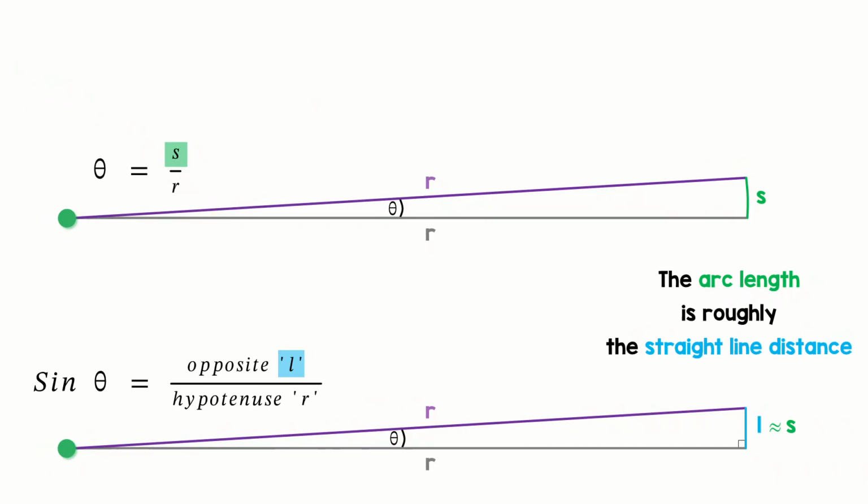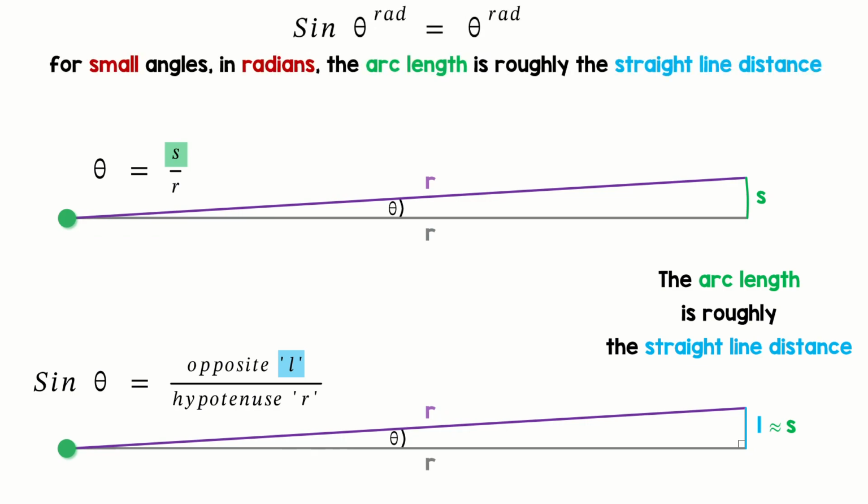So if we treat the bottom triangle as an approximate right-angled triangle, where the opposite side is approximately the arc length S and the adjacent and hypotenuse are the radius, then the sine of theta in radians, which is opposite over hypotenuse, is basically the same as the S over r ratio, which is theta. The same is true for tan theta, and this works for small theta values up to about 0.2 radians. So for small angles in radians, the arc length is roughly the straight line distance.